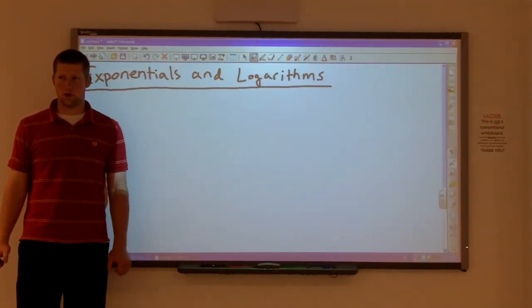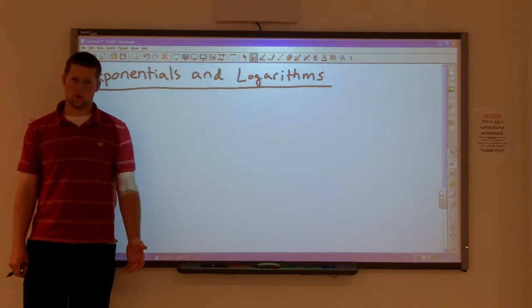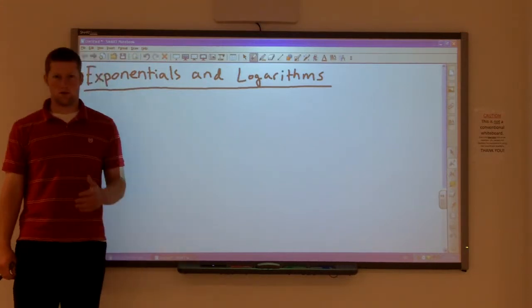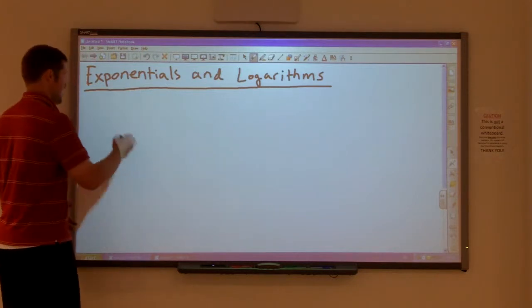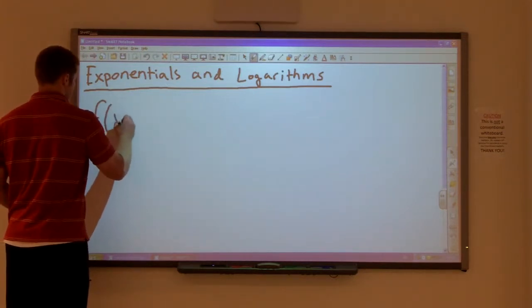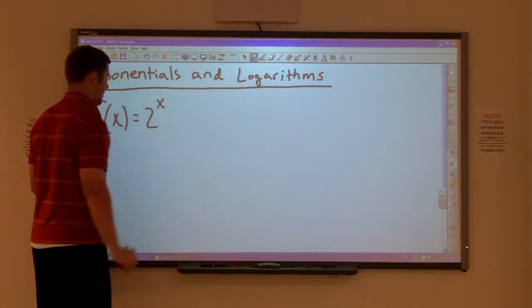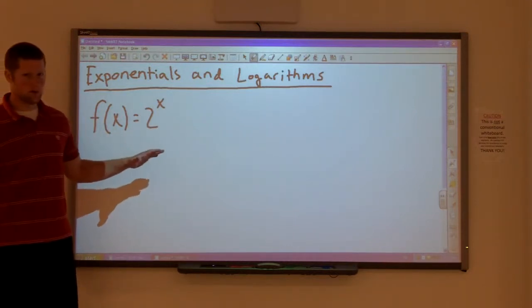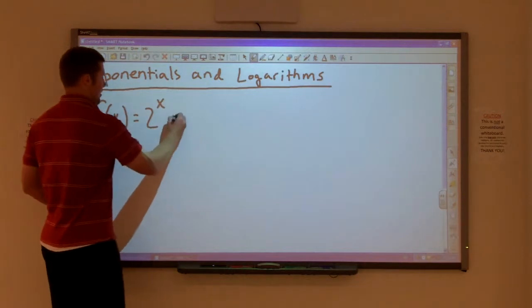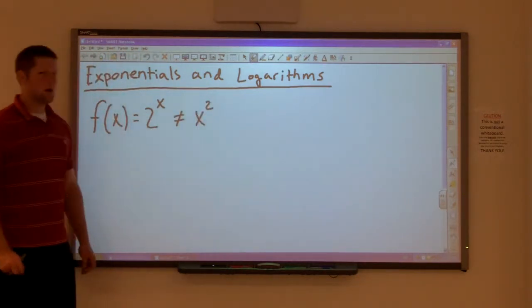Hello. In this lecture we are going to discuss exponential functions and then their inverses, which are called logarithms. To begin, an exponential function takes the form as such. So let's say we have an f of x, and f of x would be 2 to the x power. Now, just for clarity's sake, even though they look similar, this function is not equivalent to the polynomial x squared.